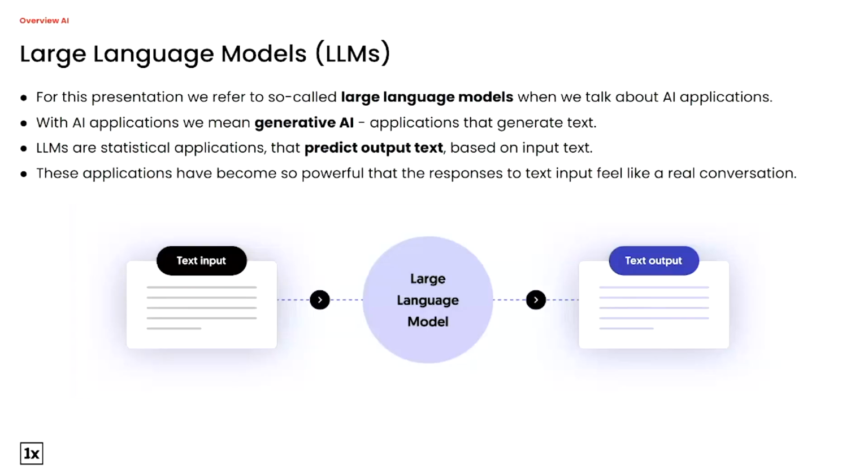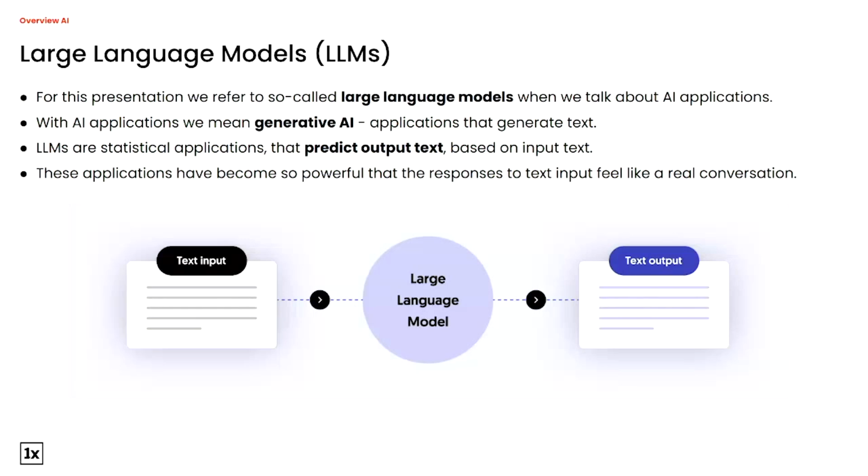Let's start with large language models. Generally, when we speak about AI applications, we are usually referring to large language models. ChatGPT is a large language model. You talk to it, you say something, it responds. In this case, you're actually interacting with a large language model, and that's also what we refer to for this presentation when we mean AI. This thing is called generative AI because it generates something. Since it's a language model, it generates text. If you want to think about it, a large language model is a statistical application that predicts output text based on input text.